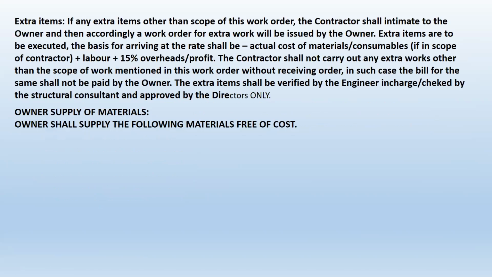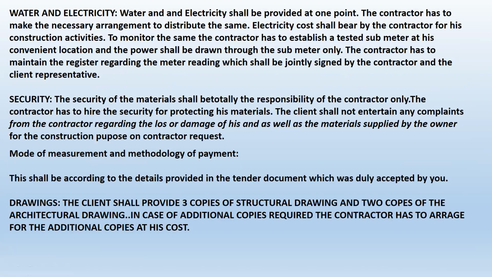Extra item, as I mentioned to you already, has to be defined on what basis, material plus what is the overhead and profit margin, etc. Who will be the approving authority for the extra item, etc. Then if there is any supply of the material by the owner, that has to be identified. These are all the materials that will be supplied by the owner free of cost.